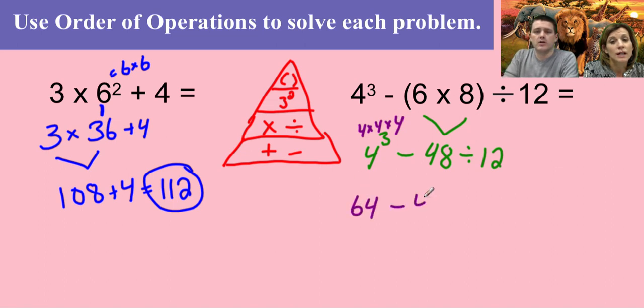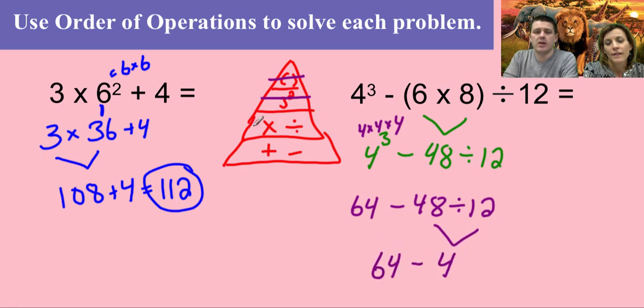Now do not subtract first. Think about what you're doing. So we're done with parentheses, we're done with exponents. Now we do our multiply and divide. We do have some division. So 48 divided by 12 is 4. Everything else just slides down. And then we're left with our adding and subtracting. 64 minus 4 gives us 60. And that's how we include our exponents in our order of operation problems.